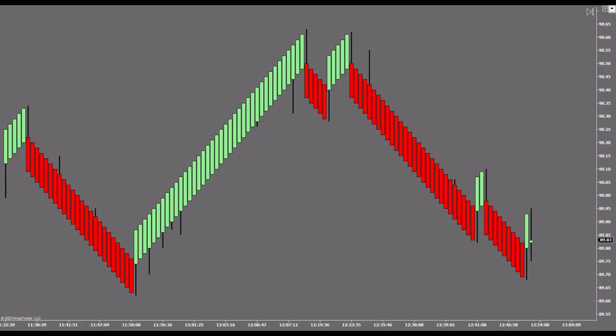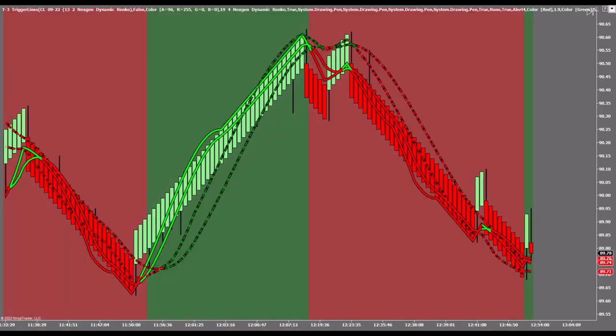Many new traders get fixated on trying to line up their time-based charts with a range-based chart. Don't do it. It doesn't line up. Every time you see a new bar, it means that a certain amount of range has happened. So if the market's moving very quickly, you may get one bar every 30 seconds. And if the market is moving very slowly, you may get one bar every 5 minutes.